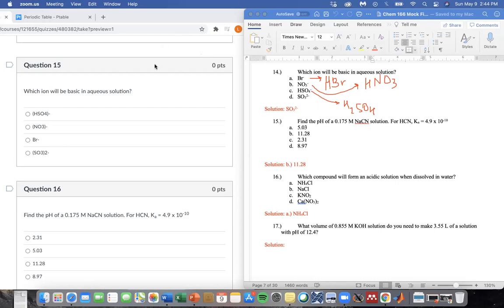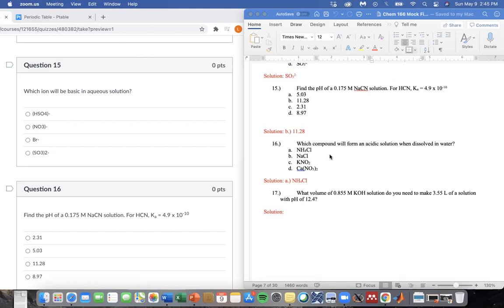And then finally, you have the SO3 2 minus. If you think about the conjugate of that, it would be H2SO3. H2SO3 is not one of your strong acids. So that's the only one where after you lose both those protons, you're going to have SO3 2-, and H2SO3 is a weak acid. Because of that, SO3 2- will be a base, and so it'll make a basic solution. And so the answer would be D, SO3 2-.